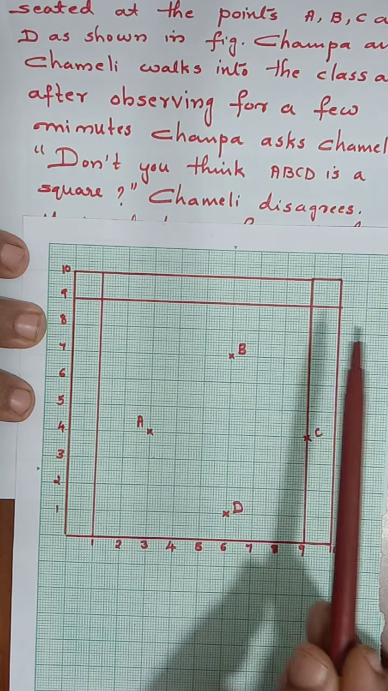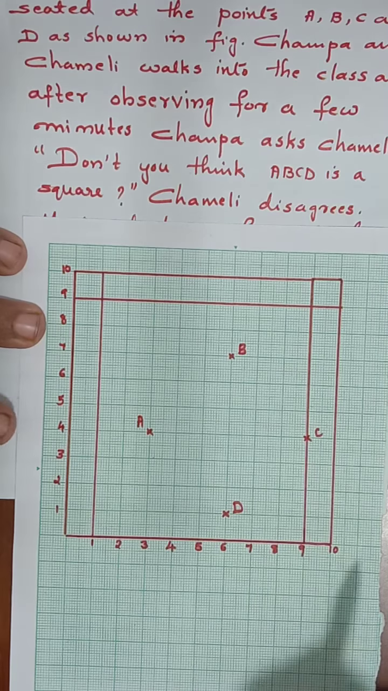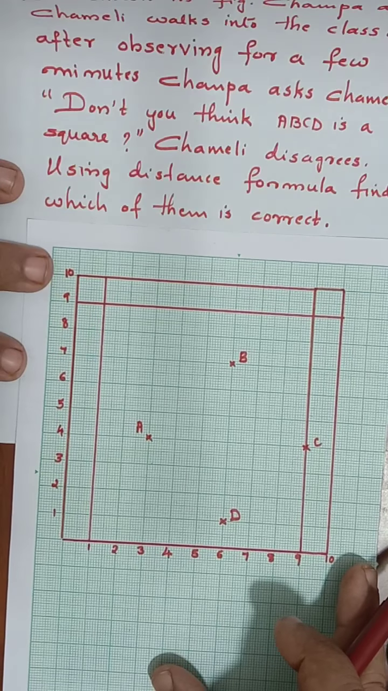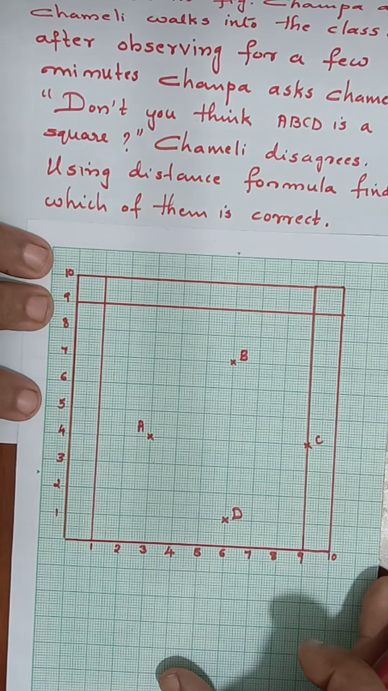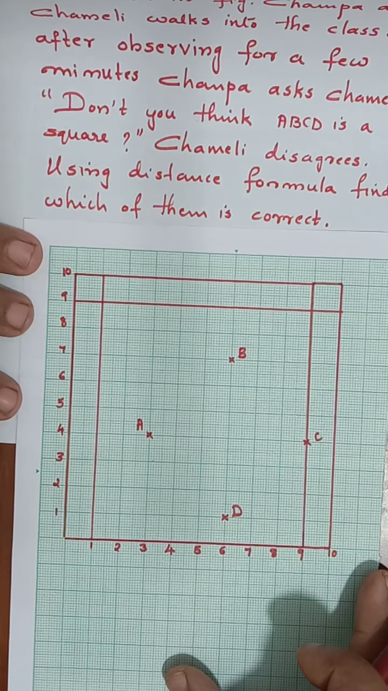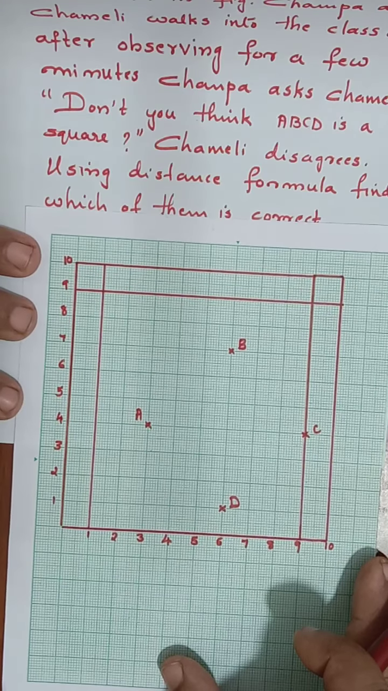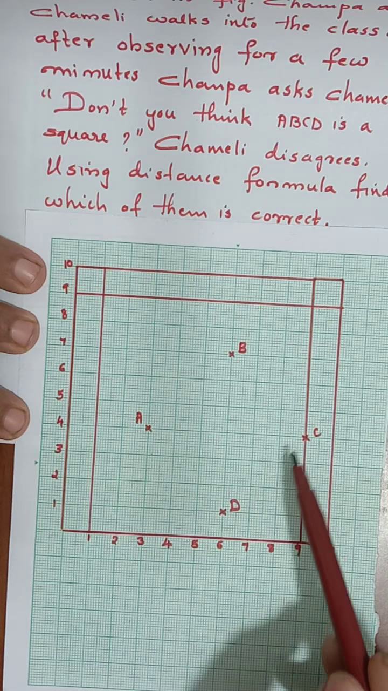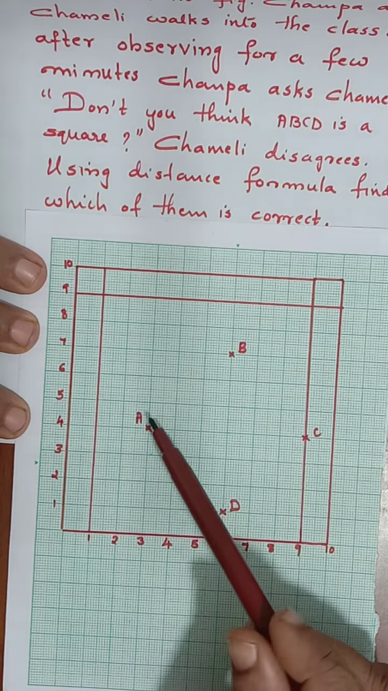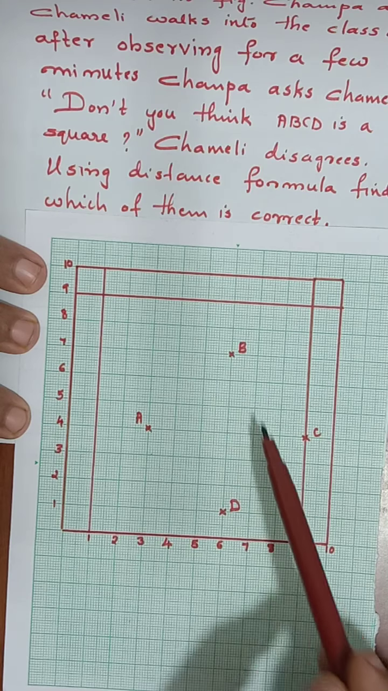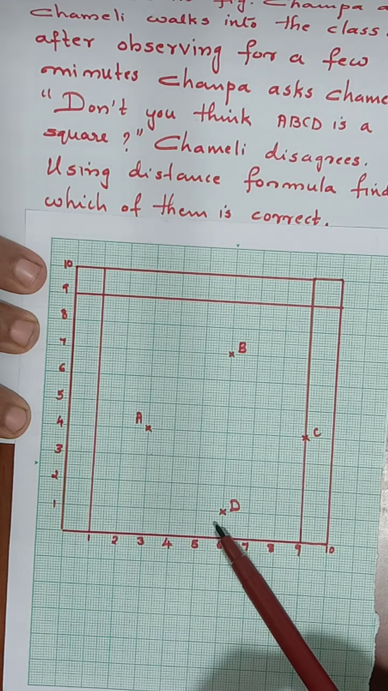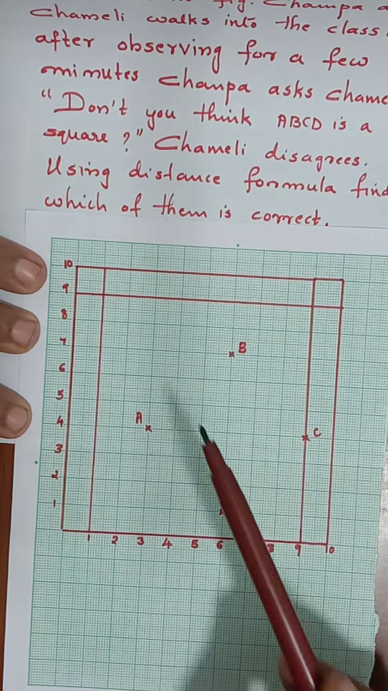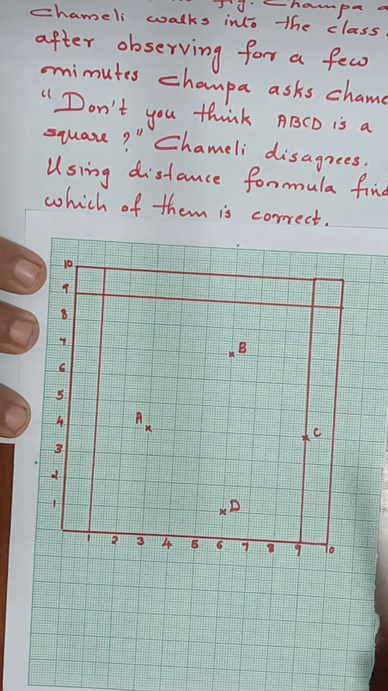Chamba asks Chameli, "Don't you think ABCD is a square?" Chameli disagrees. She is telling no. Using distance formula, find which of them is correct, Chamba or Chameli. Which one is correct? Let us find out by using this figure. How do we find out? First, we have to join AB, BC, CD and DA. Let us find out the distance AB, BC, CD and AD. If all the sides are equal, and diagonals are also equal, then we can say that it is a square.